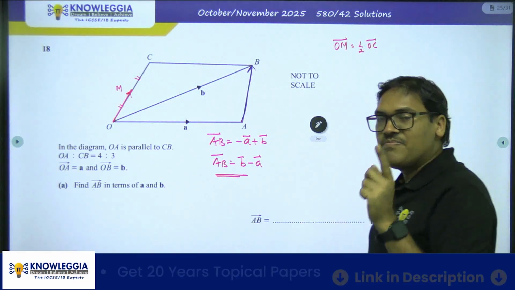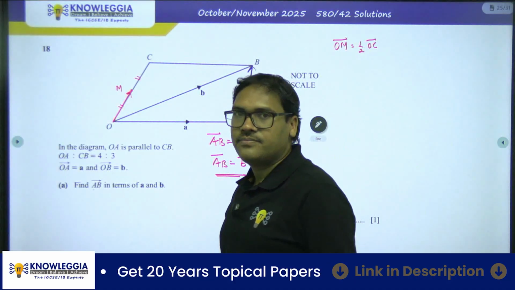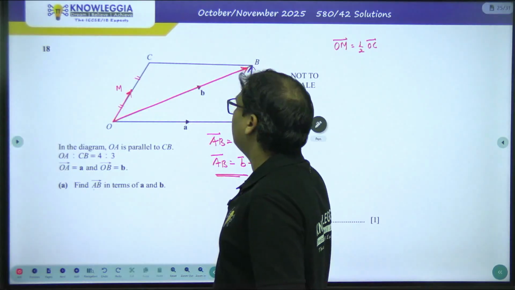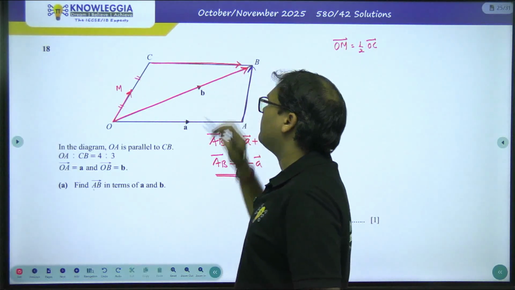Correct? Now you have to find OC vector. For finding OC vector, you can see I know this triangle, like this vector, and I know this vector. How do I know this vector?